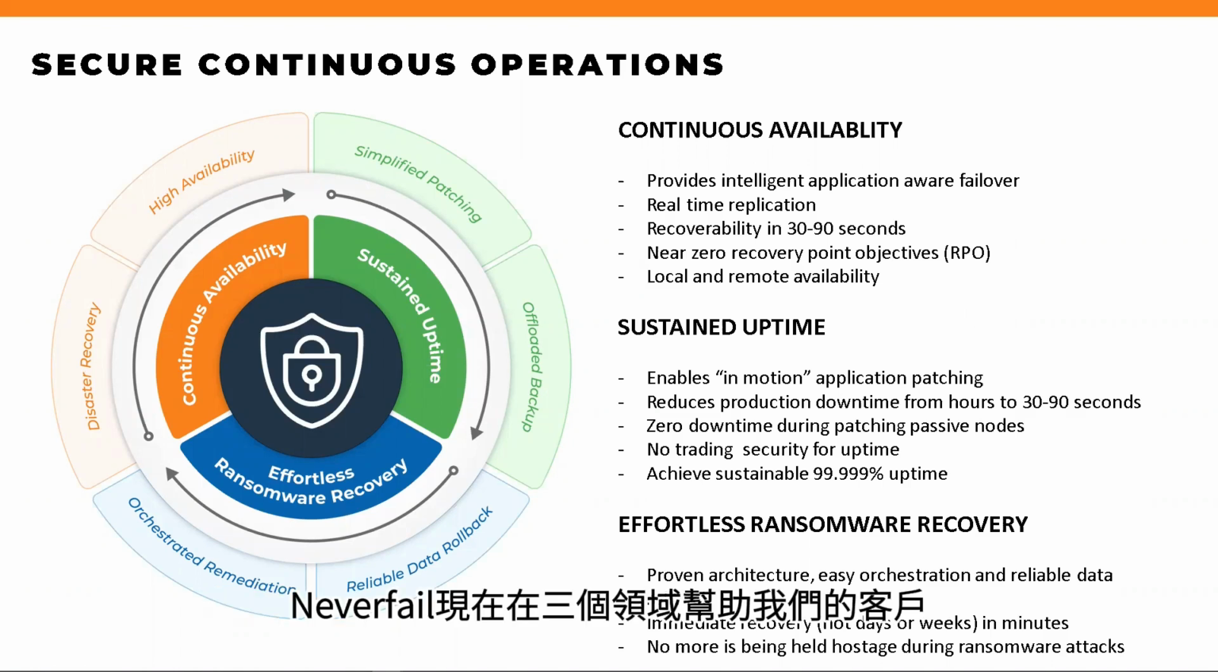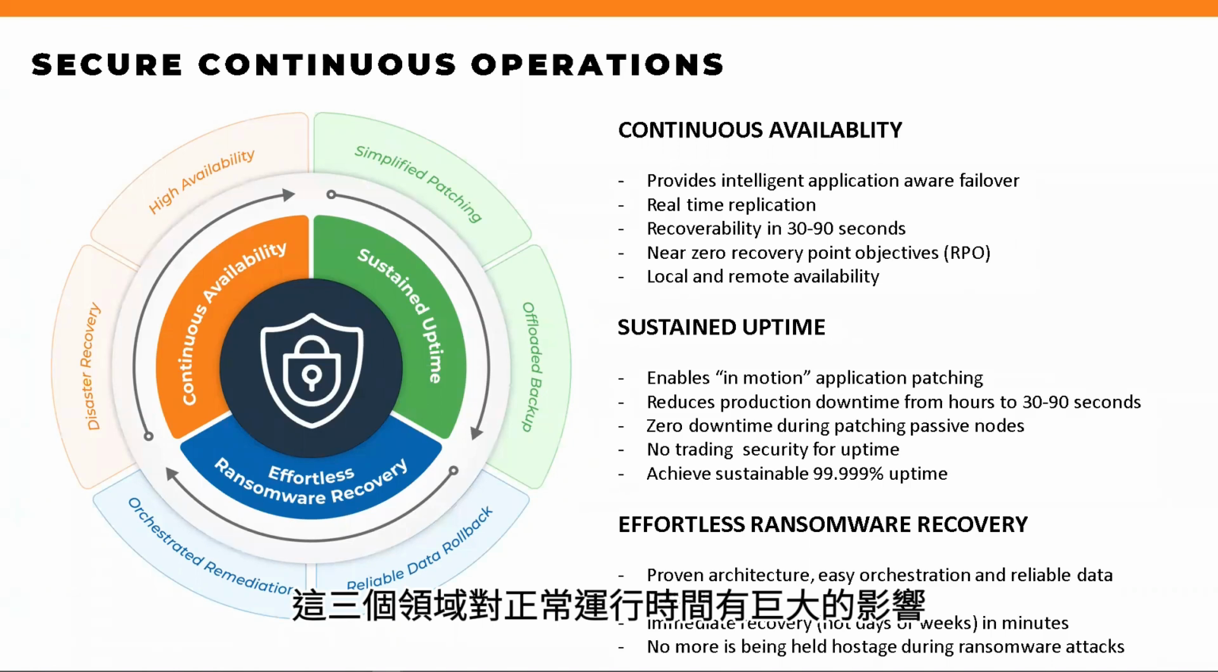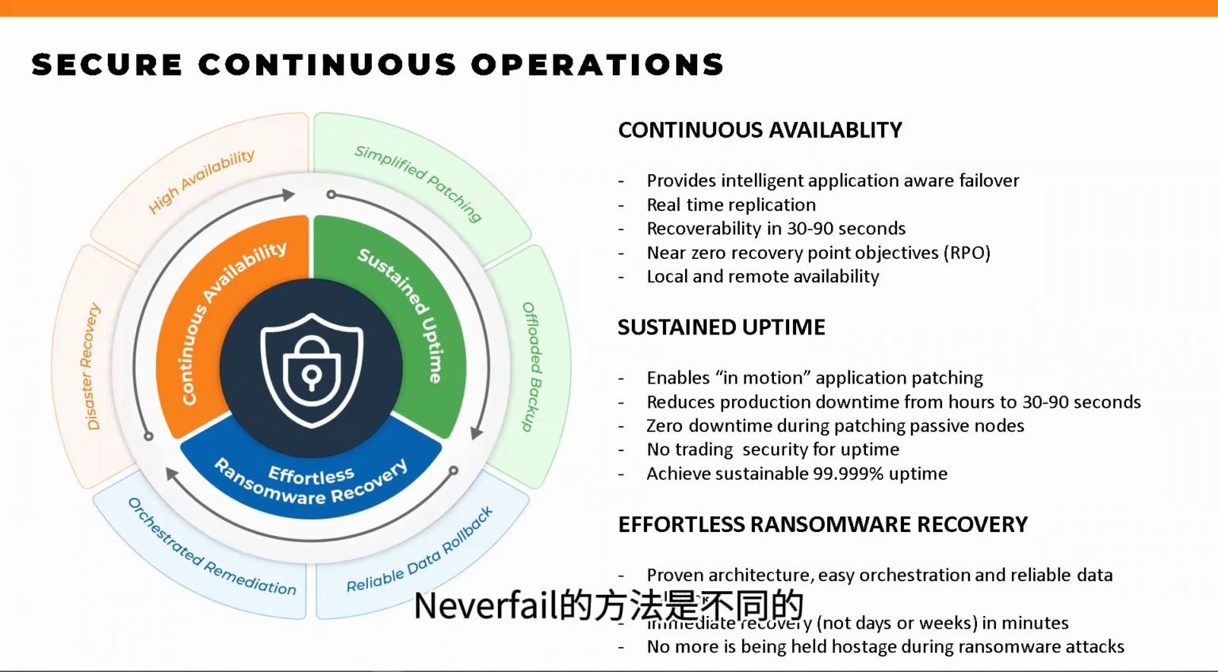Neverfail now helps our customers in 3 areas: continuous availability, sustained uptime, effortless ransomware recovery. These 3 areas can have a huge impact on uptime. Neverfail's approach is different. Notice under continuous availability, it provides intelligent application-aware failover with real-time replication, with recovery in 30 to 90 seconds, with near 0 RPOs, which means literally either milliseconds to a second or 2, with local and remote recoverability. And we've been doing this for 2 decades.